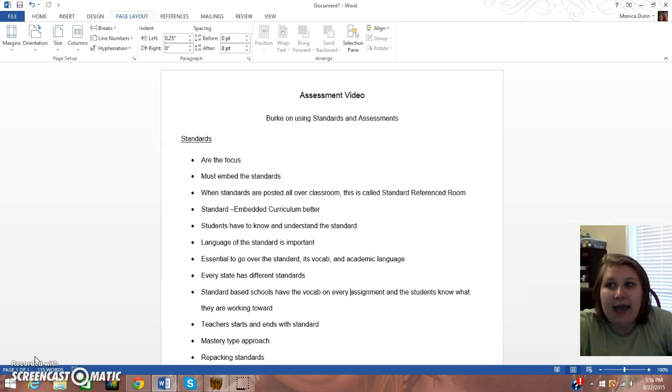Every state has different standards, but what I thought was every state had adopted its own version of the standard. So I guess I was wrong about that, so I'm glad that was cleared up.